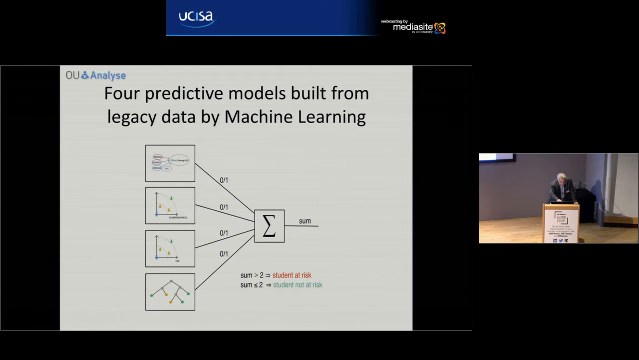So we have two nearest neighbors models, the first one based on demographics and the second one based on VLE. And then we have a classification and regression tree. Out of these 4 models, we calculate 4 predictions, and then these predictions vote. If more than 2 predictions say the student is at risk, then we say the student is at risk.